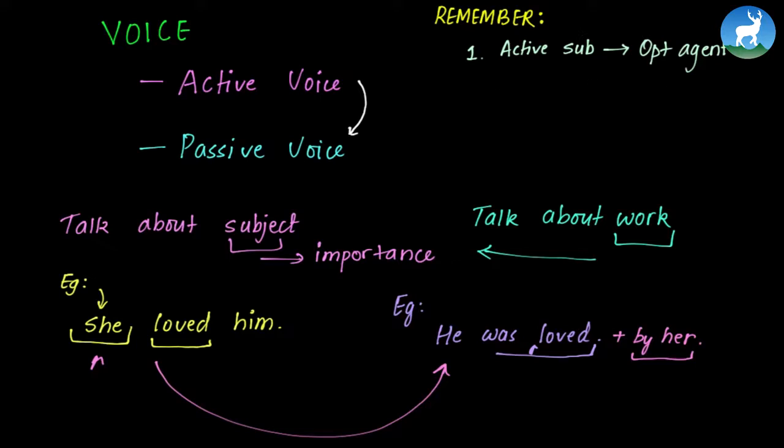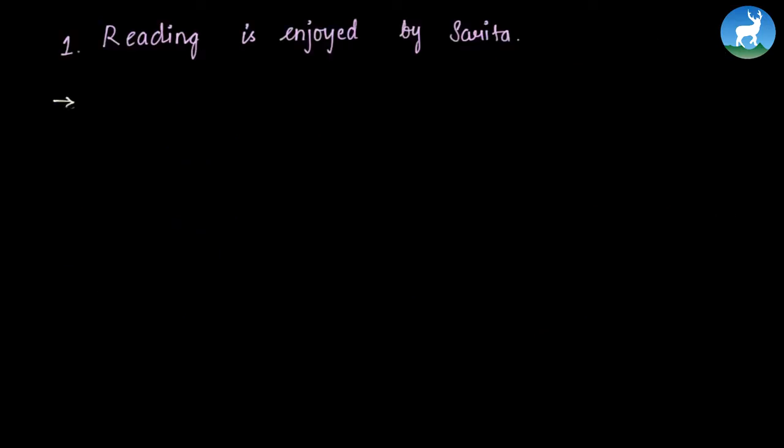Now rule number 2 is that active verb is changed into passive verb. Here we've seen the use of verb love. Now we will see a few more examples. So now the first statement in passive voice is reading is enjoyed by Sarita.